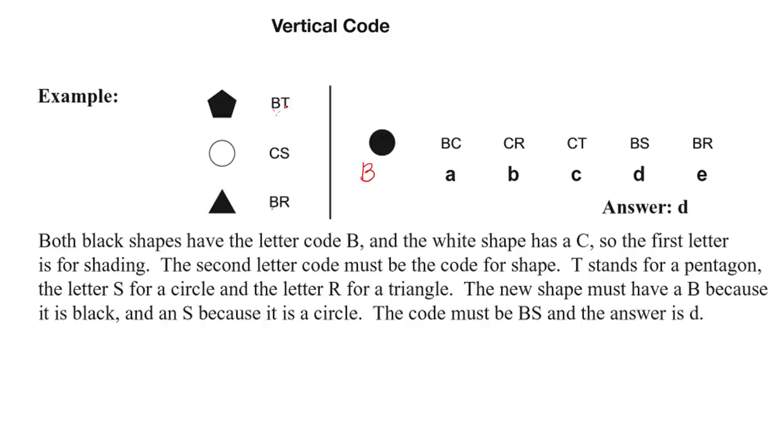Now, then you look at the second letters. I've got T, S, and R, and they're all different, which means straight away that it is to do with the shape. This is a pentagon, that's a circle, that's a triangle. So this being a circle will have S in it. Okay, so that's going to be B, S. That's how to do that. So that's going to be question D.